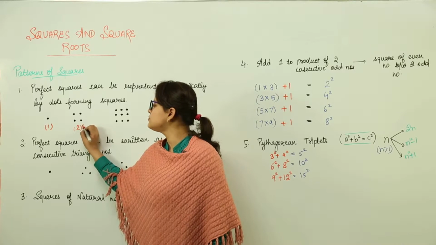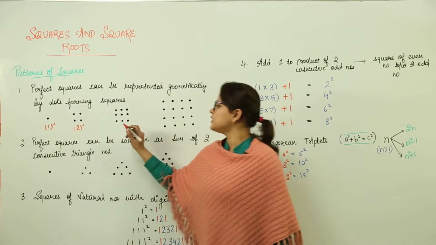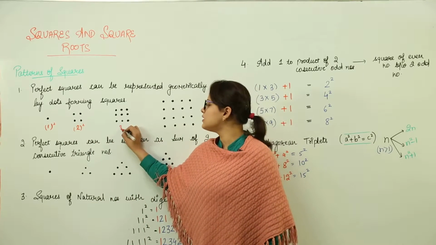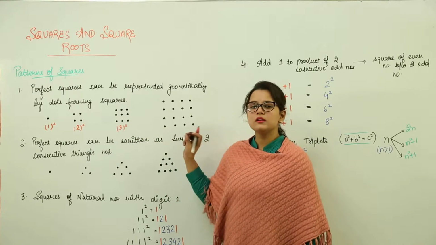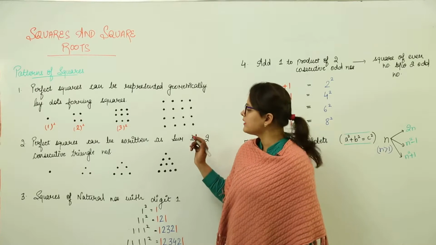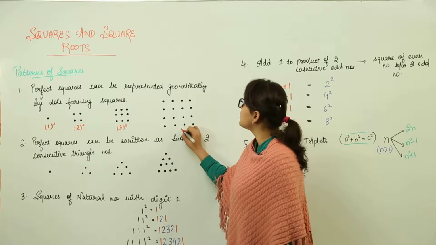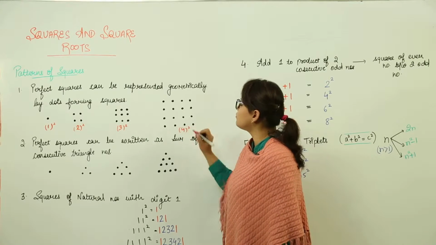So I am writing 2 square, 1 square representation. Next, square of 3 can be written as the geometrical representation by geometrical dot squares, right? Here also we are forming the square of 4.